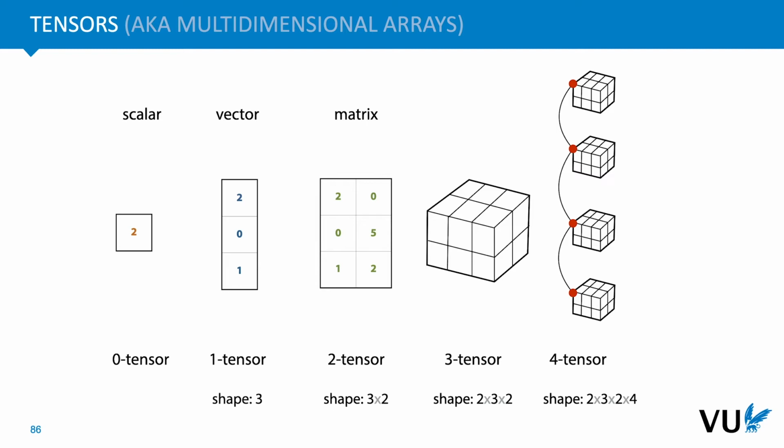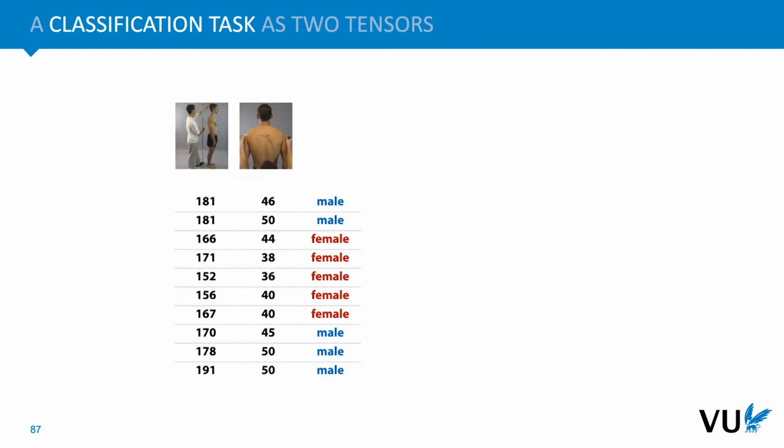A 4-tensor is a little bit more difficult to draw, but the basic principles are repeated. So how do we use these tensors to represent common types of data that we see? Well, let's start with a very simple classification task. Here we have 2 biometric measurements, 2 features describing a person for each row in our data set, and then associated to that a target class to predict the gender of the person being measured.